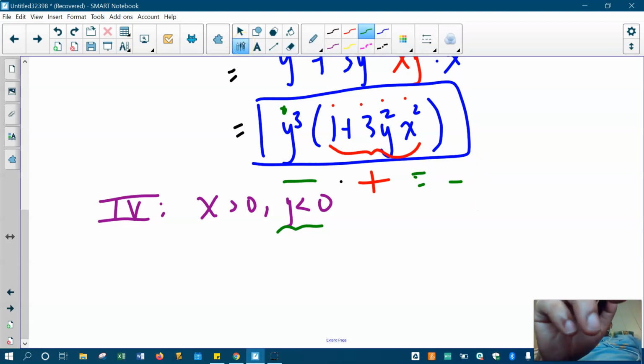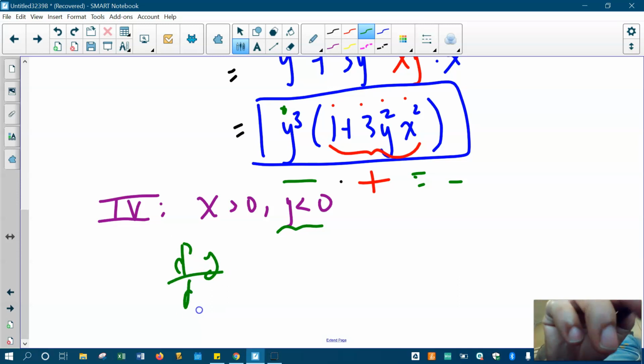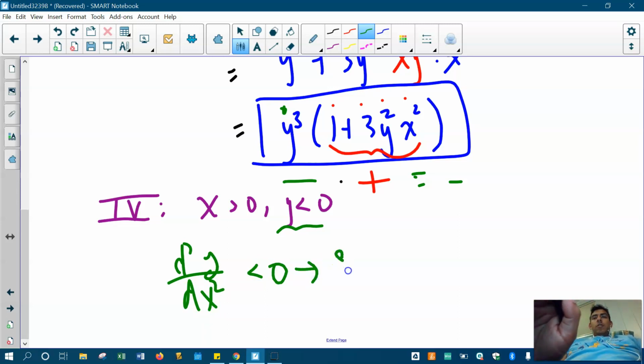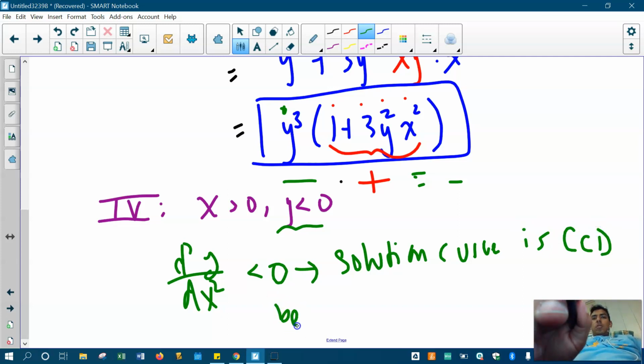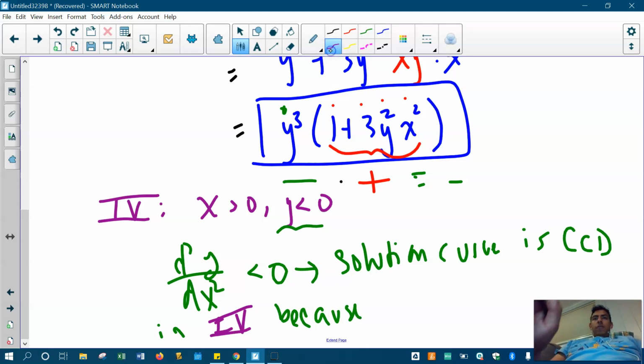So my answer is, in quadrant 4, let me back up here, d2y dx squared is going to be negative, which means the solution curve, okay, negative second derivative means it is concave down, because it is concave down in quadrant 4, because x is positive and y is negative, which means the second derivative is negative.